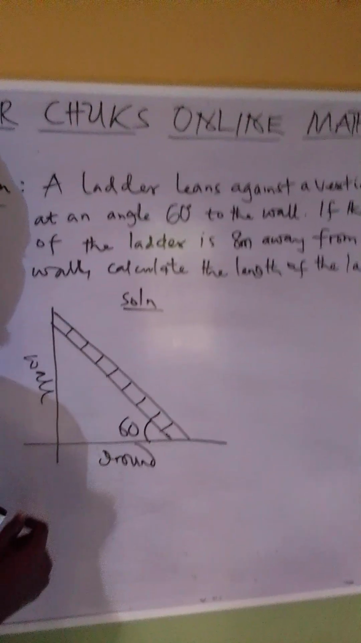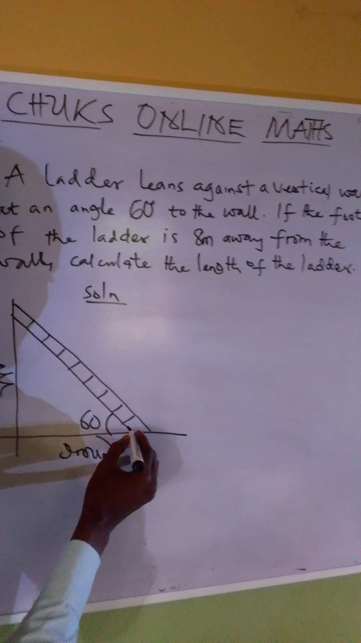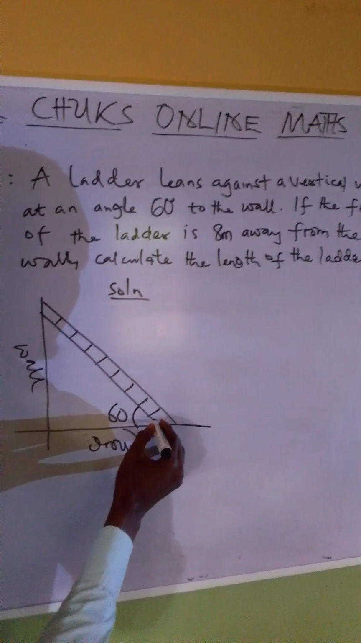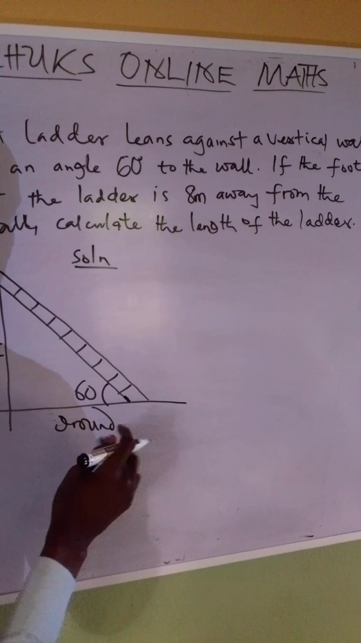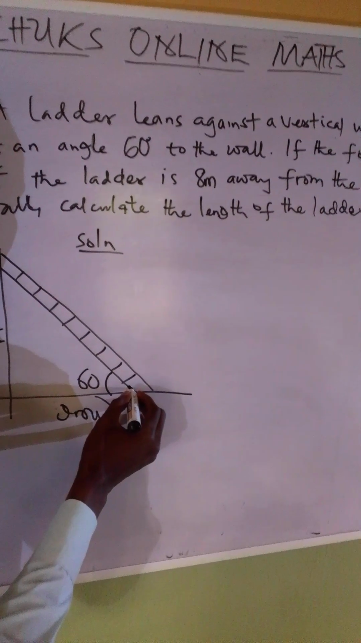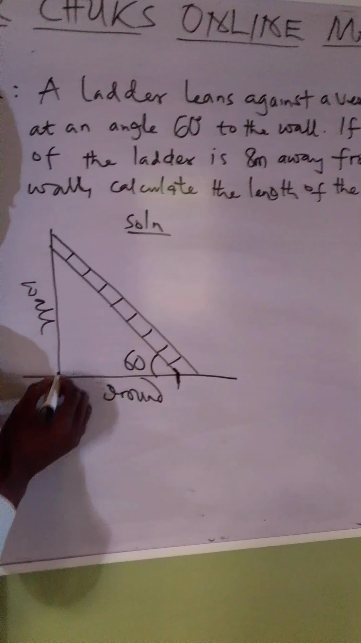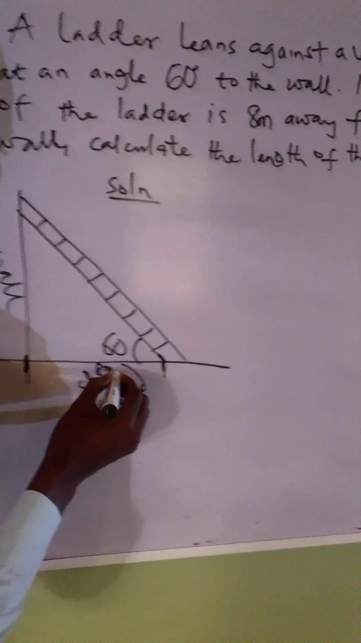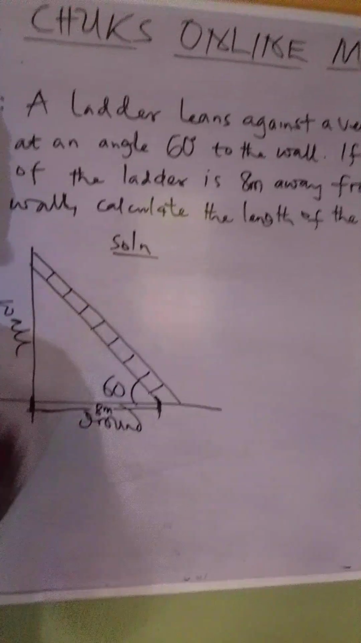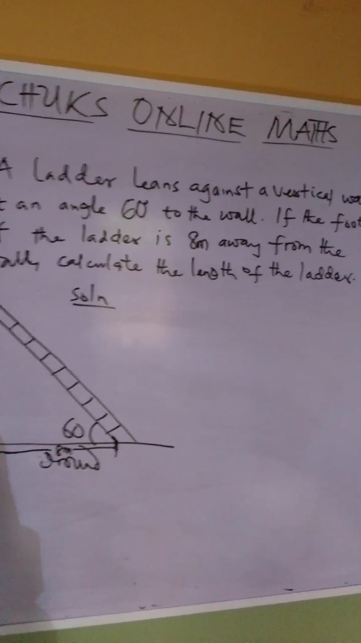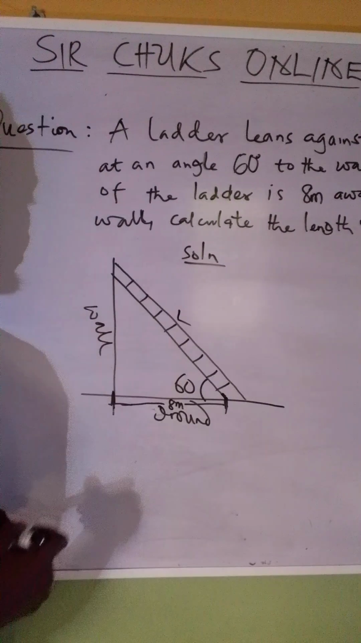If the foot of the ladder is 8 meters away from the wall, that means this is the foot of the ladder. Foot is singular, while feet is plural. So the foot of the ladder, from here to the wall here, is 8 meters. We are asked to find the length of this ladder, L, the length of the ladder.